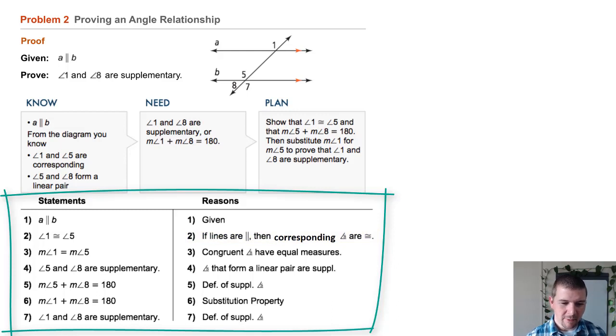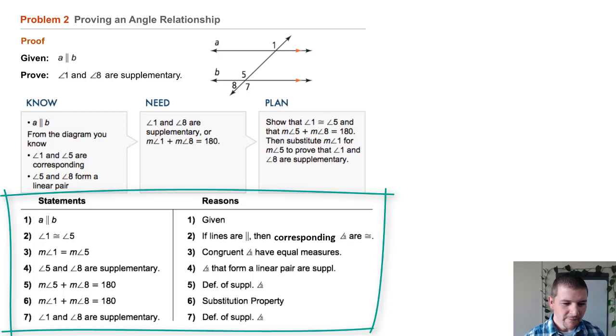Statement 3, the measure of angle 1 equals the measure of angle 5. This often feels redundant, but we're actually establishing something important here. And we can state that by reason 3, congruent angles have equal measures.